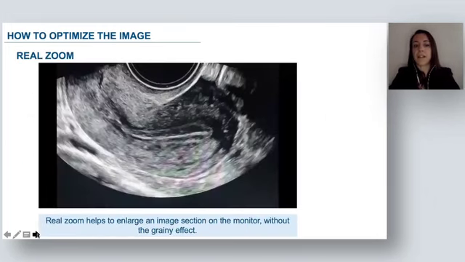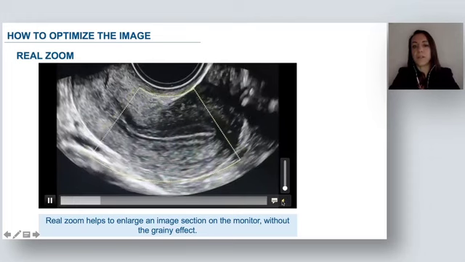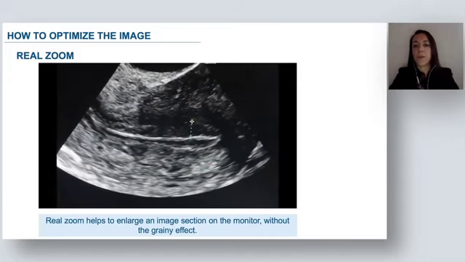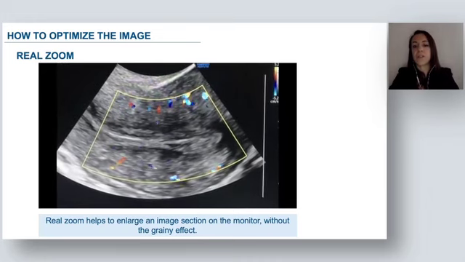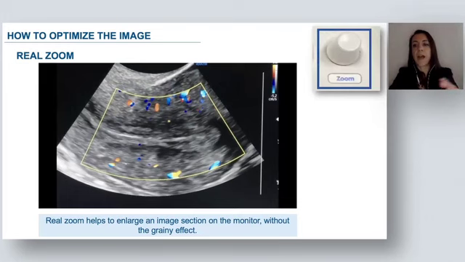This is another example of how to use the real zoom. We can assess the uterus. This is the normal uterus with the endometrium, and we can use the zoom, the real zoom, this is the box of the zoom, to better assess the endometrium. We can measure it, and we can also assess the vascularization. So the real zoom helps to enlarge an image section on the monitor without the grain effect. So depth and zoom.